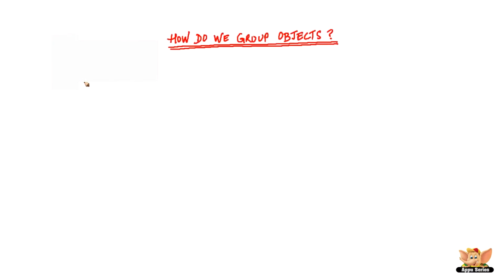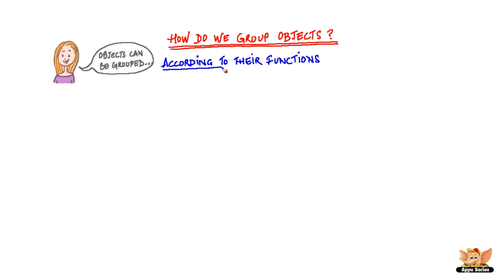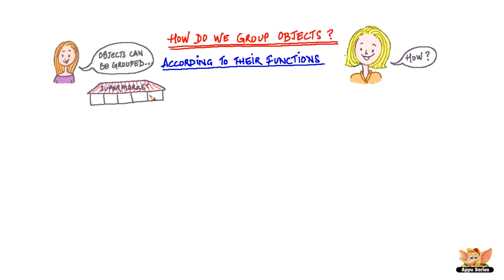How do we group objects? All these objects that you see around you, how do you actually group them? Objects can be grouped according to their functions. A trip to your local supermarket is the best way to see how objects can be grouped according to their functions. Can you tell me how?